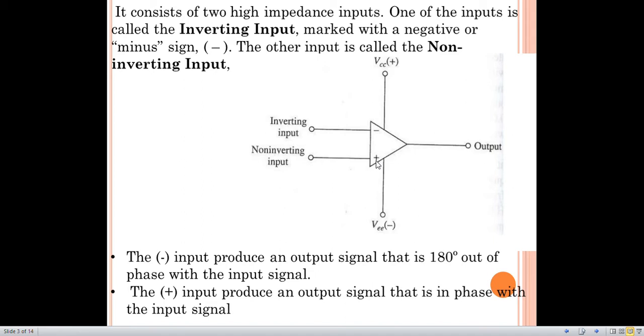The difference between these two input terminals is that when the input is given on minus sign, that means on an inverting terminal, then the output signal is 180 degree out of phase with input signal. But when the input is given on non-inverting port, that means on the plus terminal, then the output signal is in phase with the input signal.